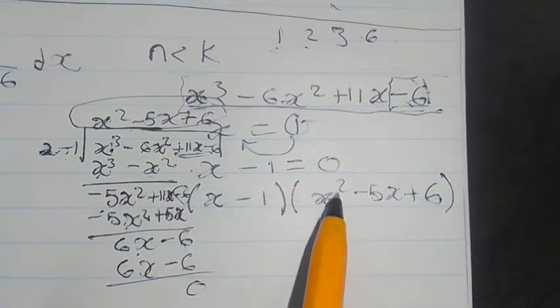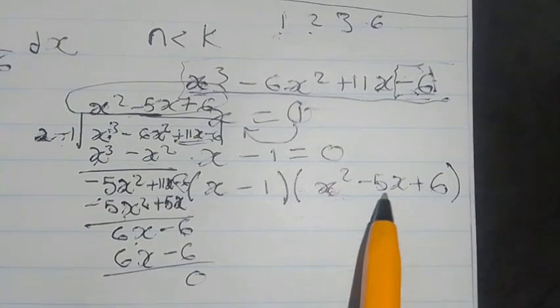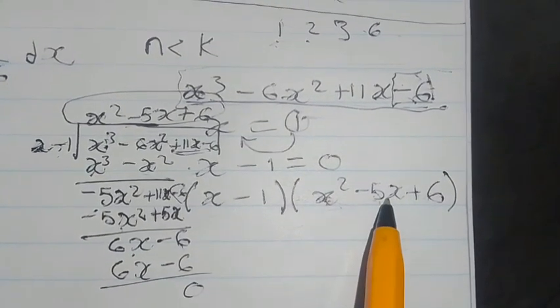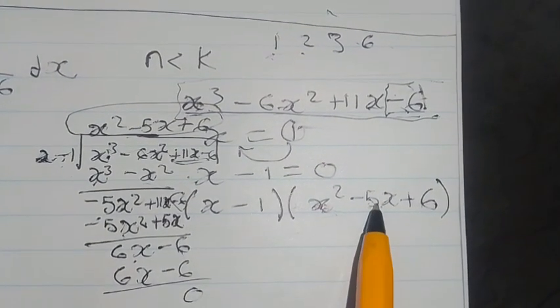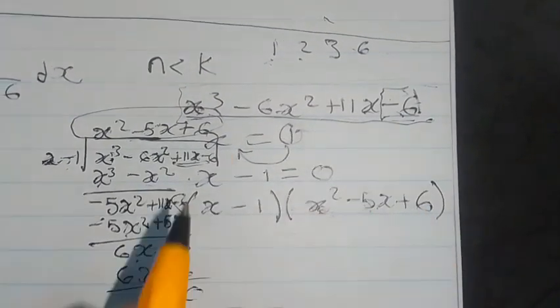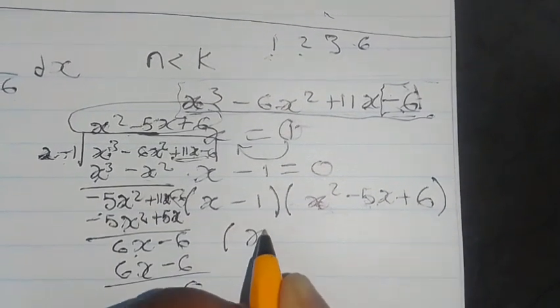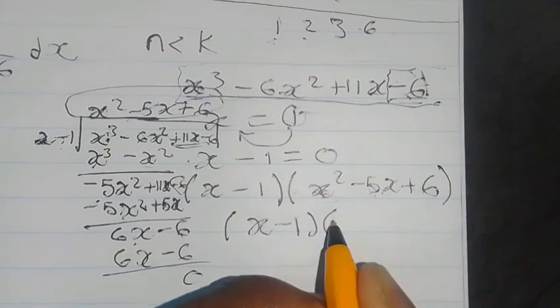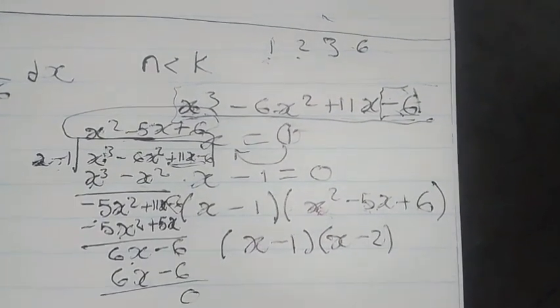If we plug in 2, we have 2 squared, which is 4, minus 5 times 2, which is minus 10, and then you have 4 minus 10, which is minus 6, plus 6, then you get 0. That means that x minus 2 is a factor of that.